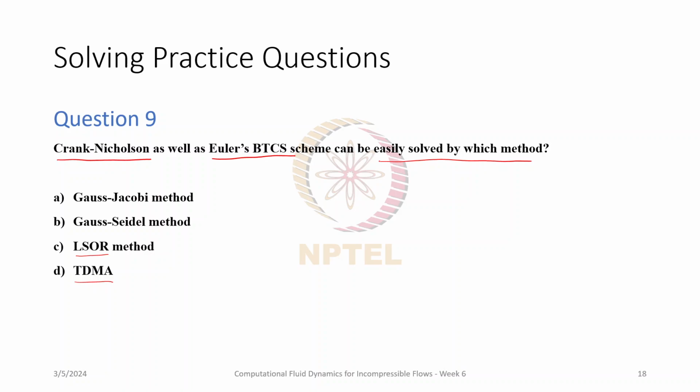So which one is it? Crank-Nicholson as well as Euler's BTCS scheme, they allow themselves to be easily solved by one of these methods. Which one is it?